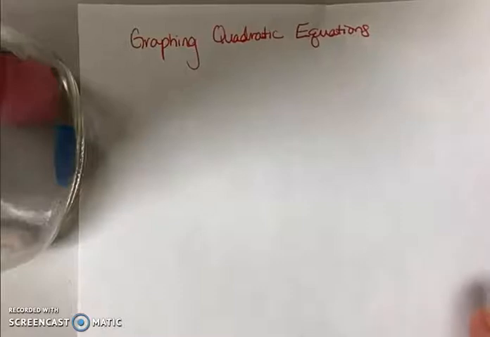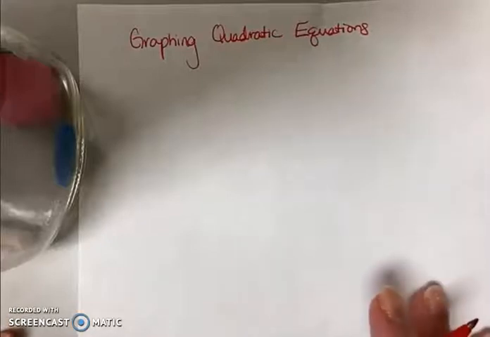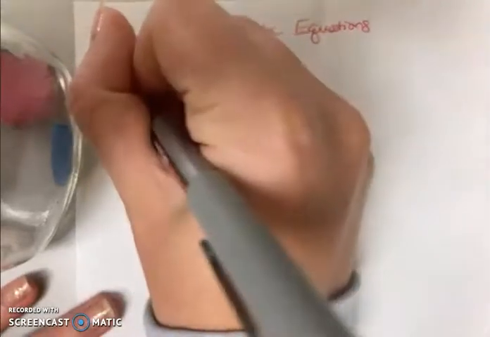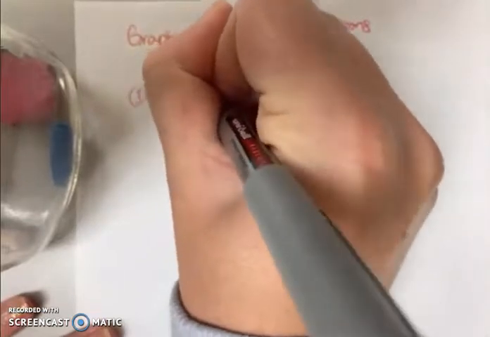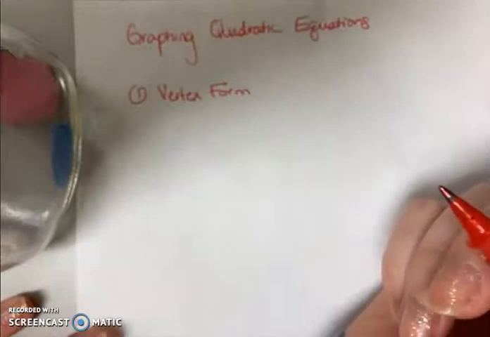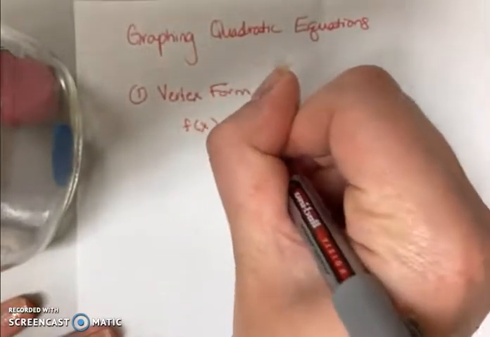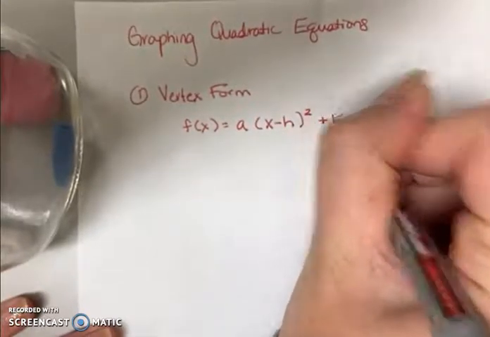Hey everyone, so the goal of this video is just to review the general equations for graphing quadratic functions. The first form that I want to discuss is vertex form. Vertex form has a general equation of f of x equals a times (x minus h) squared plus k.